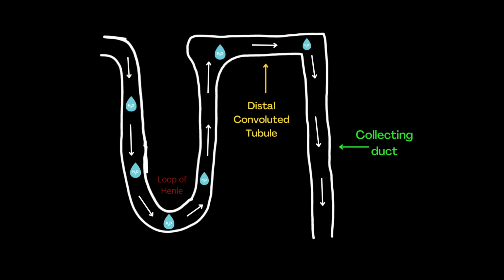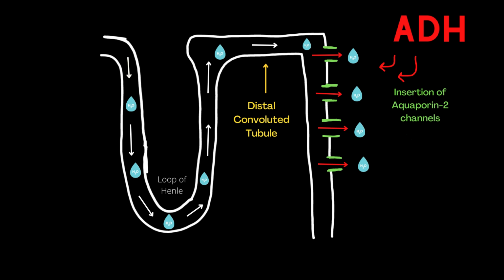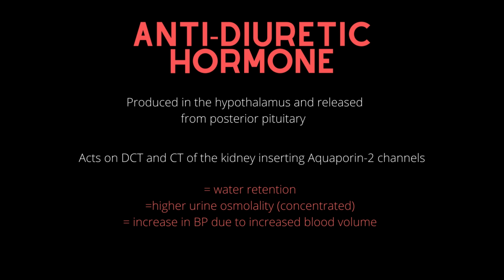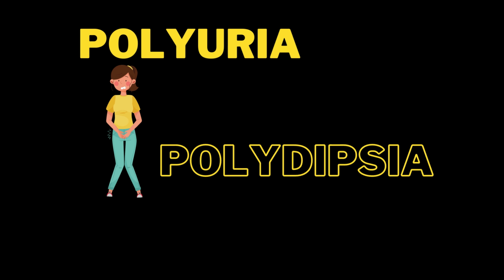In this schematic diagram of the loop of Henle, we can see water passing through the tubules in the urine. Usually, when you are dehydrated or hypovolemic, ADH acts to insert aquaporin 2 channels in the distal convoluted tubules and collecting ducts of the kidneys in order to reabsorb water. Increased water retention increases urine osmolality and blood volume, increasing blood pressure and making urine more concentrated.